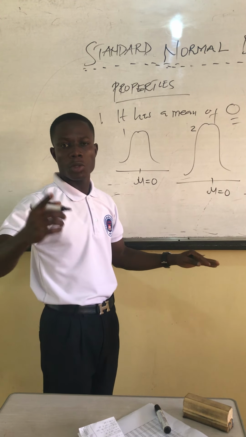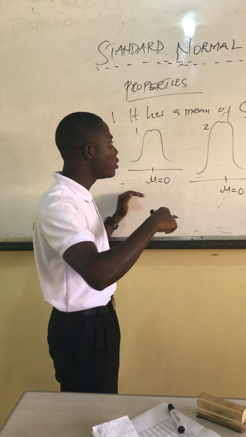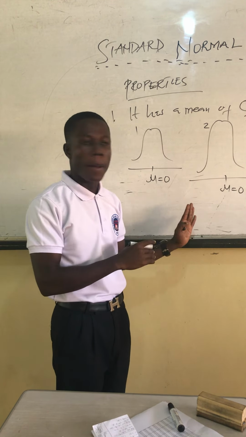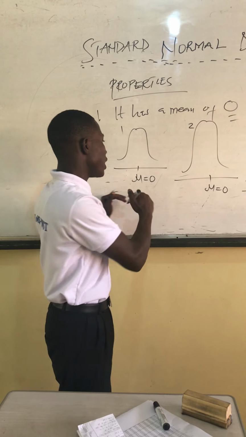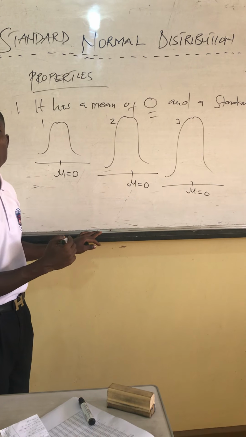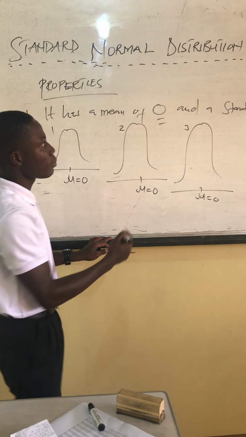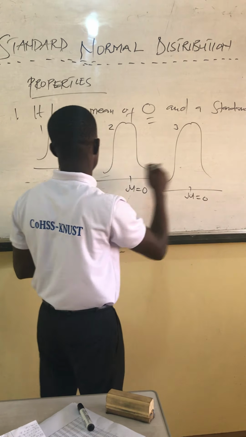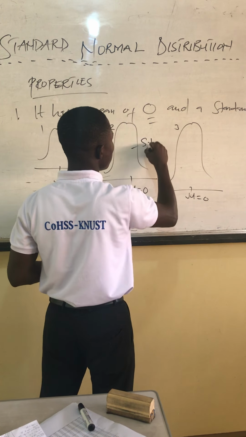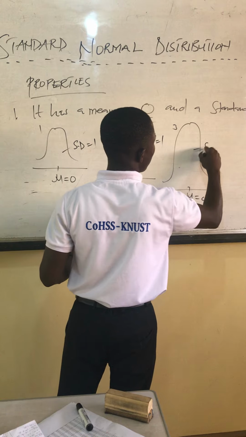So you can bear with me that with the normal distribution, the three distributions that I drew on the board were all having different means. But here, they are all having a mean of 0, 0, 0, 0. Why? Because the mean is static. And we are saying that it has a standard deviation of what? Of 1. So SD is 1. Here too, SD is 1.